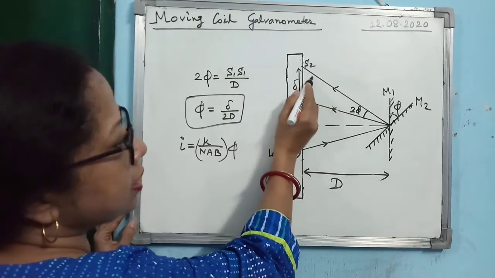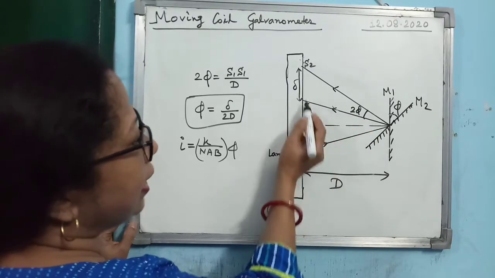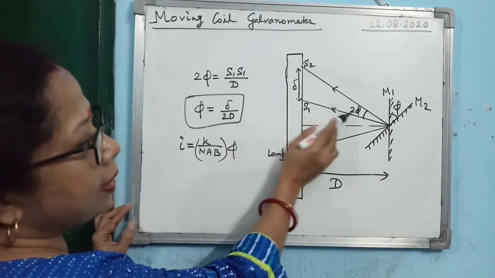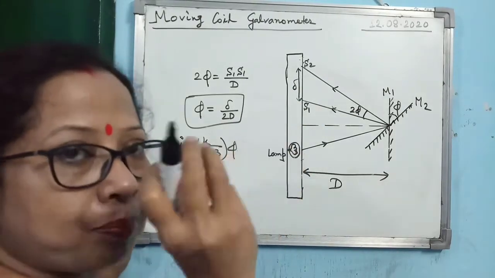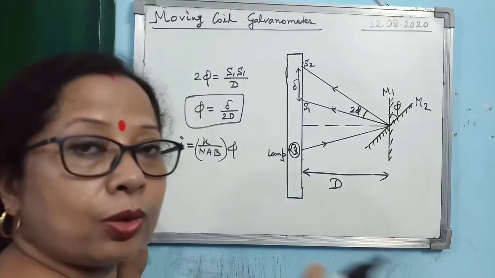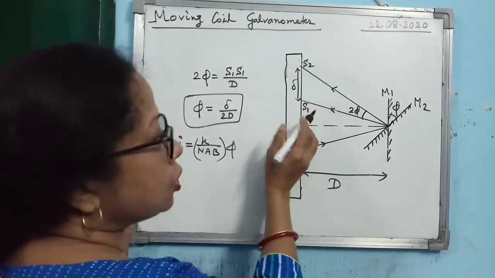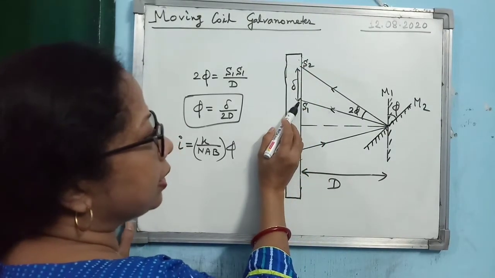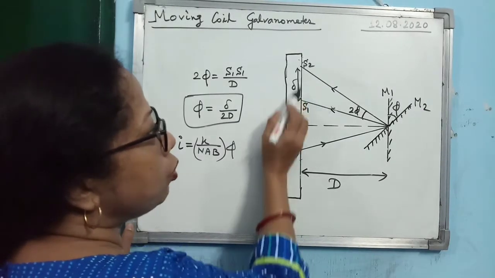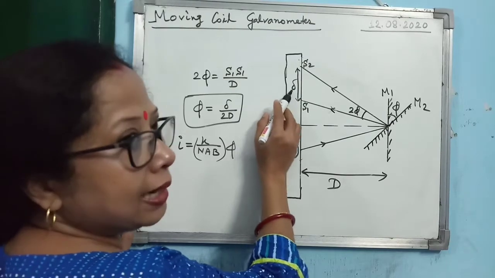So if this is the new reflected ray, then this angle is 2 phi. The reflected ray gives a bright patch of light. In the original experiment, you will see a circular patch of light on the scale. First it was at S1, then the patch of light has come to S2. How much has it shifted? By an amount, suppose delta.